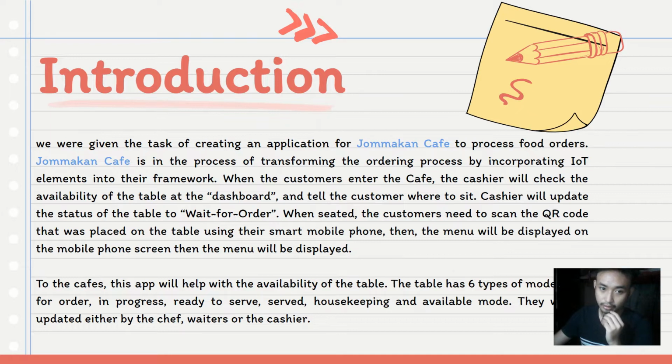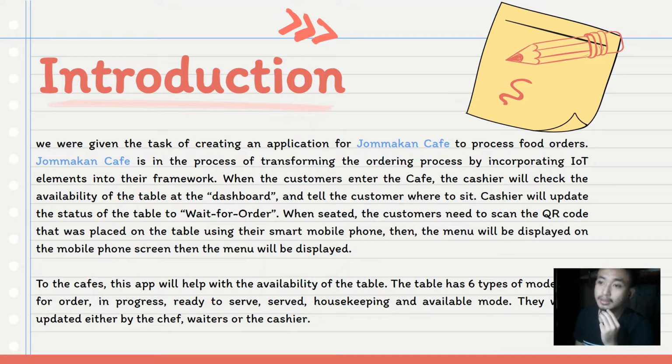So, firstly, the introduction. We were given the task of creating an application for Jom Makan Cafe to process food orders. Jom Makan Cafe is transforming the ordering process by incorporating IoT elements into their framework. When the customer enters the cafe, the cashier will check the availability of the table on the dashboard and tell the customer where to sit.